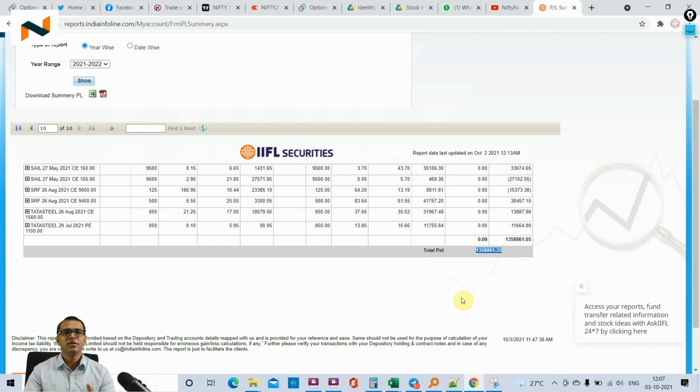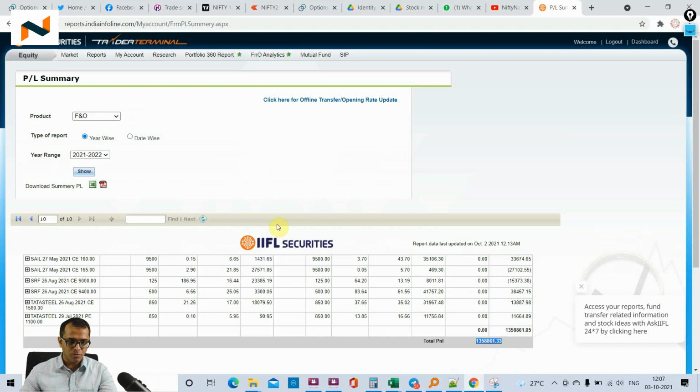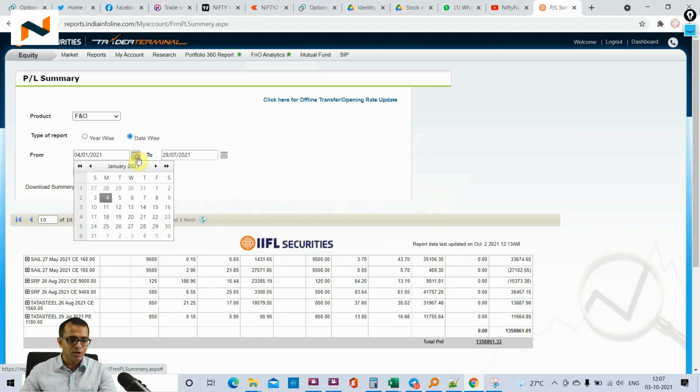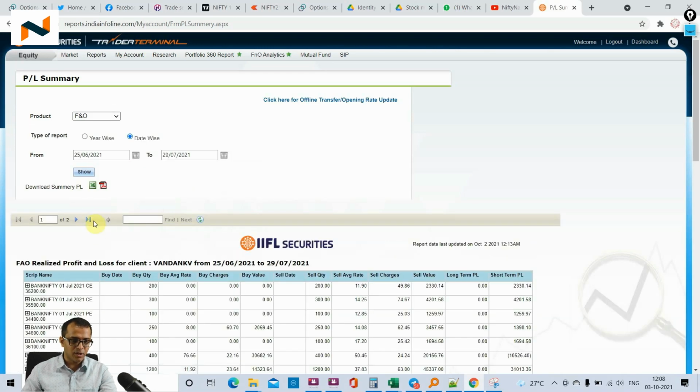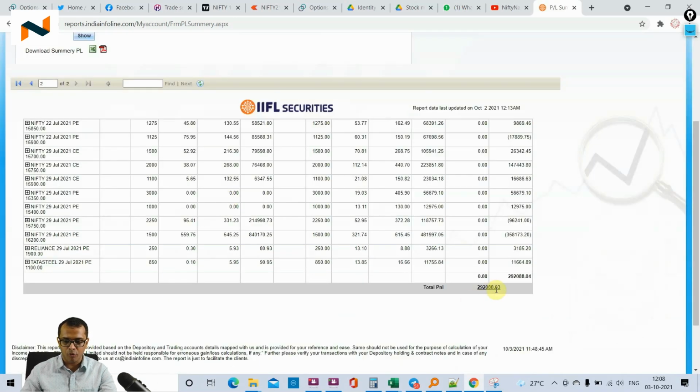And let me tell you, people who lose have a lot more to teach you than people who actually made profits. Okay. So now let me show you month on month what happened to my trades. Here, let me go to my July expiry. July expiry started from 25th June to 29th July. You can see that in the month of July, we made a profit of approximately 3 lakhs.